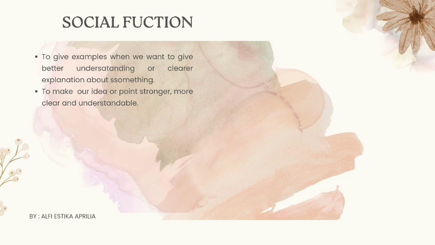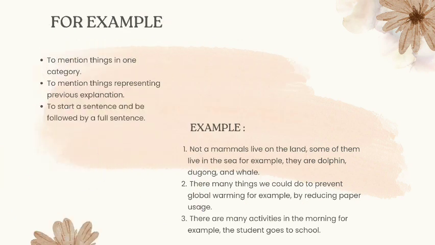Social function. To give examples when we want to give better understanding or clearer explanation about something, and to make our idea or point stronger, more clear and understandable. Examples. For example, to mention things in one category. Example: not all mammals live on the land. Some of them live in the sea. For example, they are dolphin, dugong, and whale.